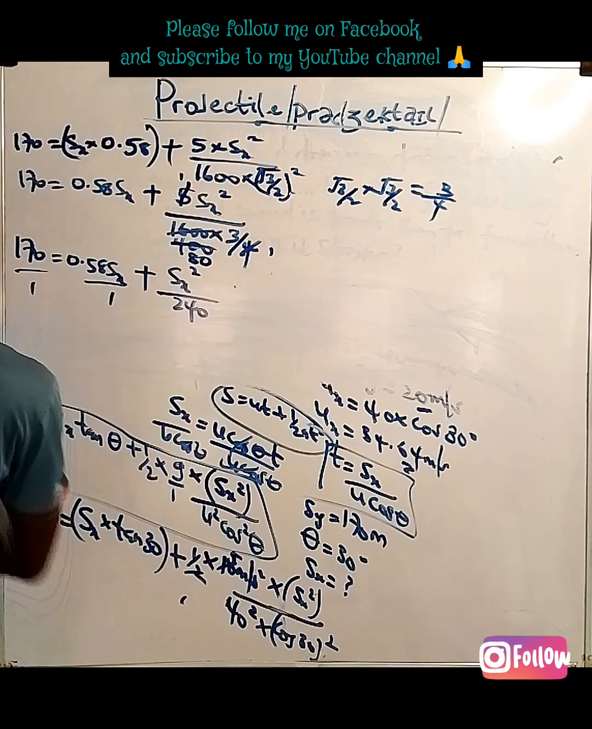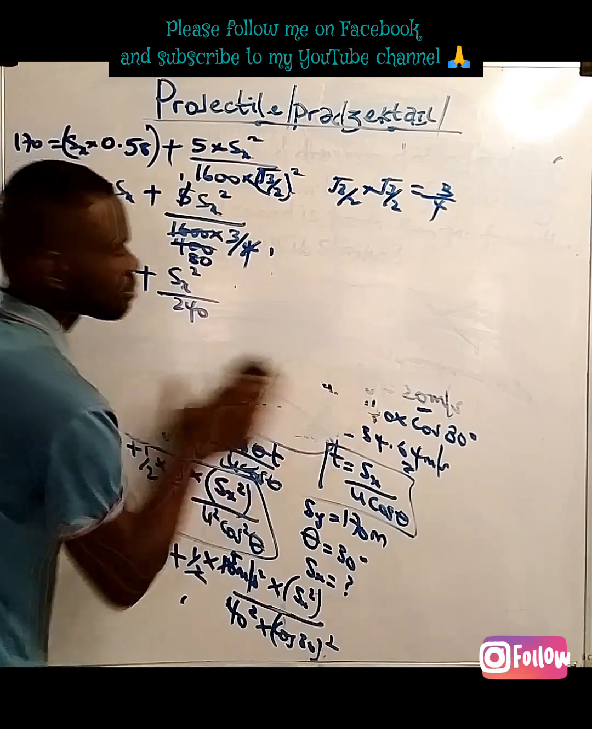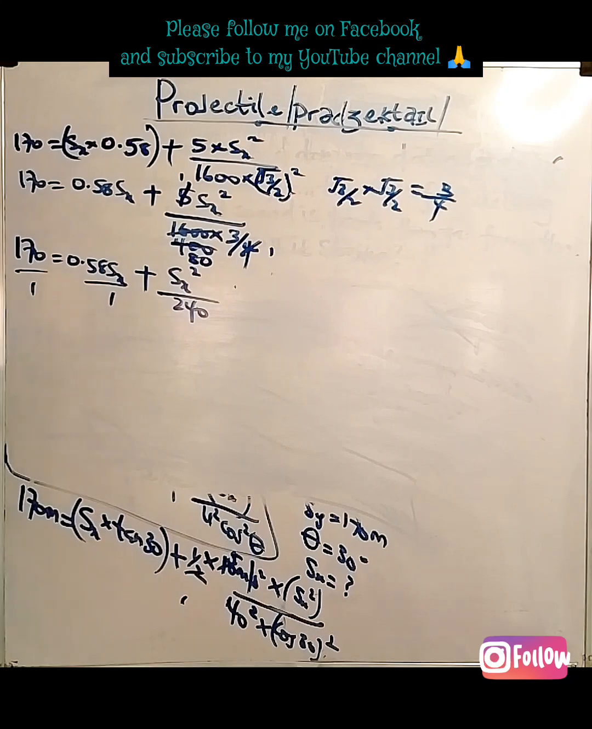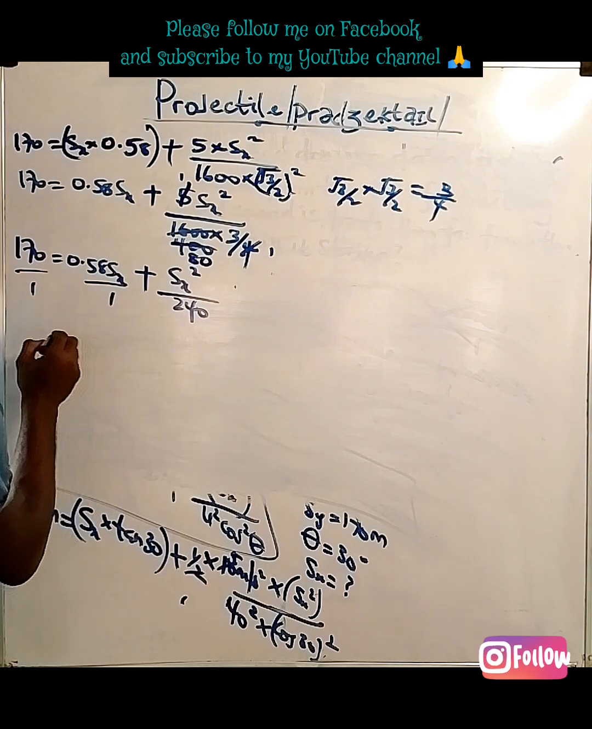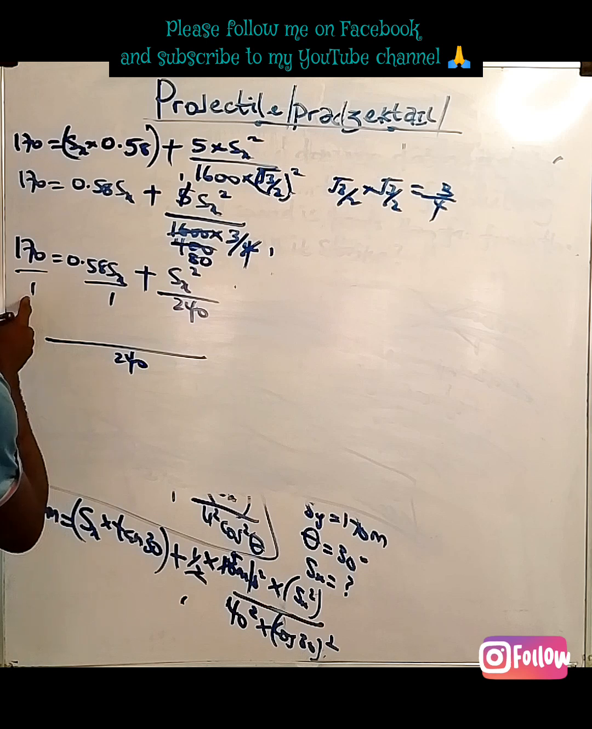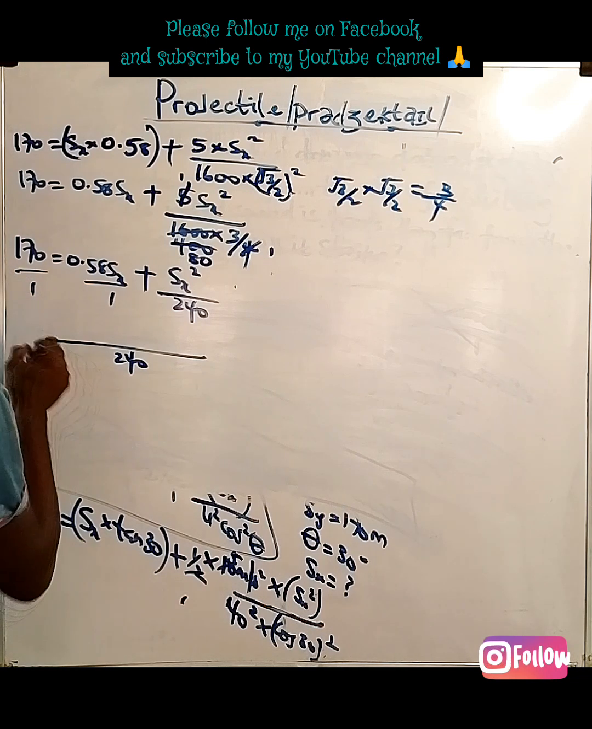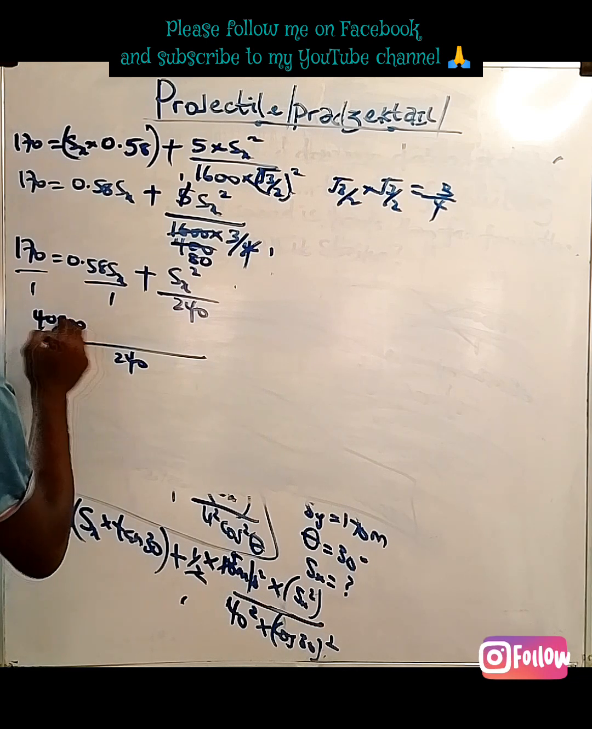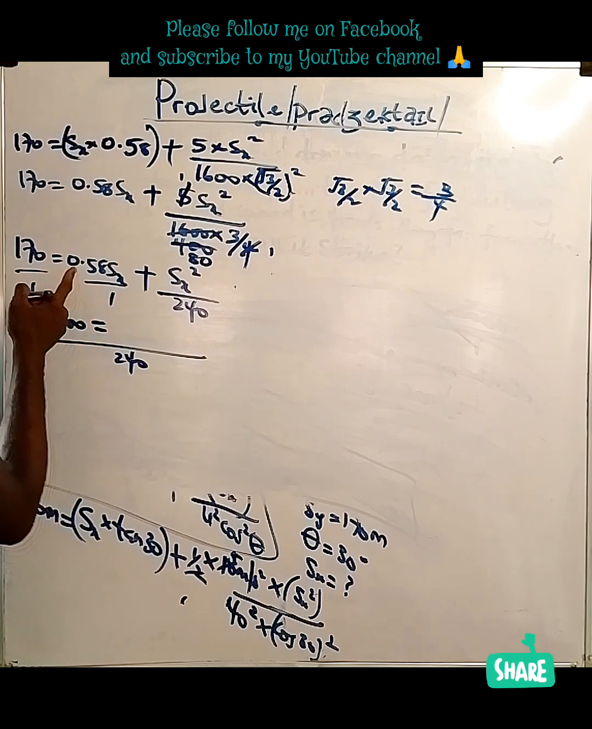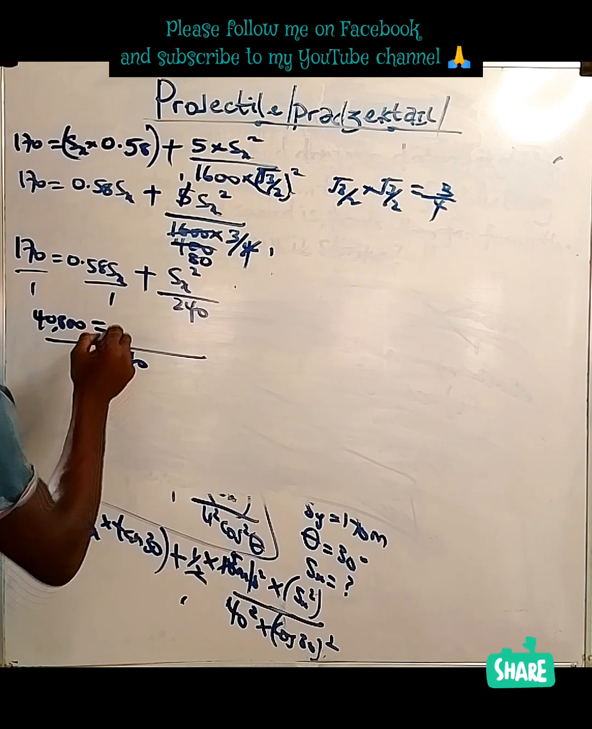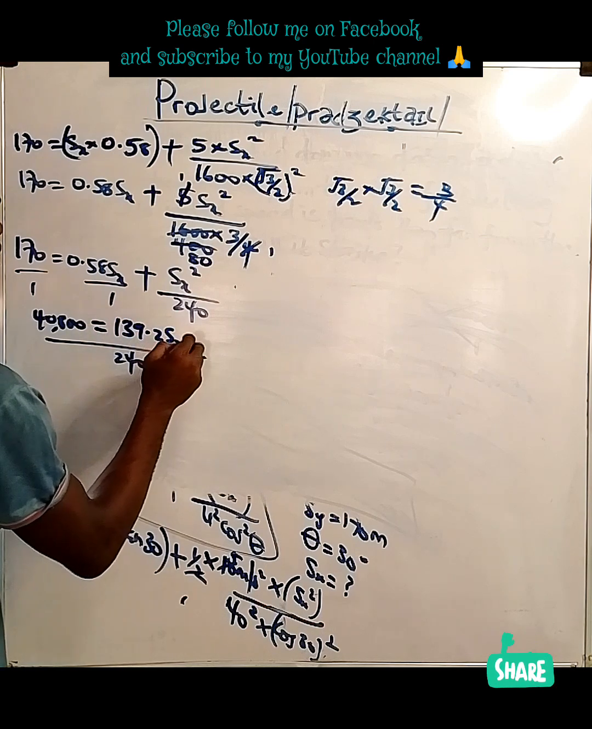The next thing we're going to do is get our LCM. The LCM is 240. So 240 times 1 times 170. 240 times 170 gives us 40,800. Then 240 times 0.58 gives us 139.2, so 139.2 distance along the x-axis.